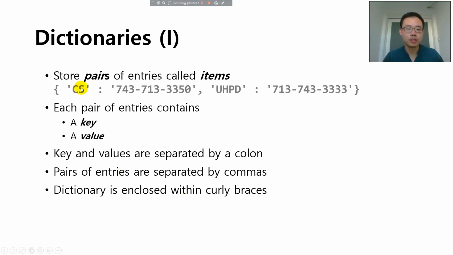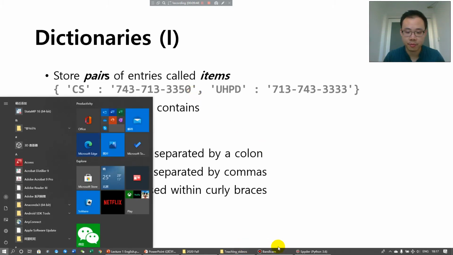So keys, values. Dictionaries can store a large amount of pairs. And remember that in a pair, the value can also be a dictionary. Okay? A value can also be a dictionary. So we can use dictionaries to store multiple layers of information.